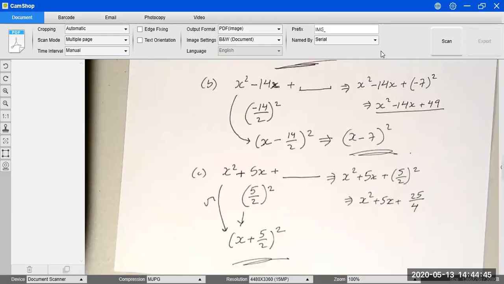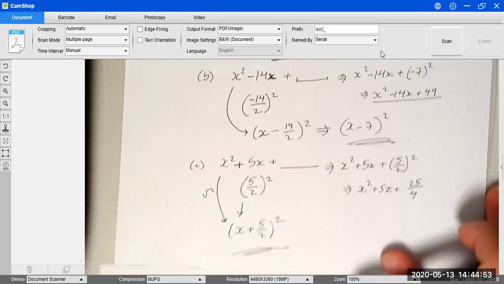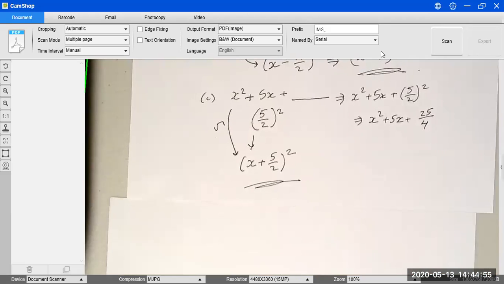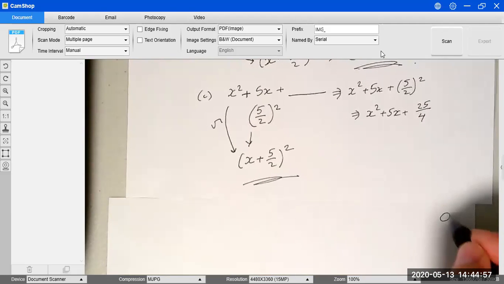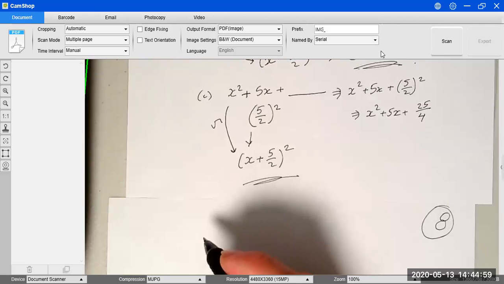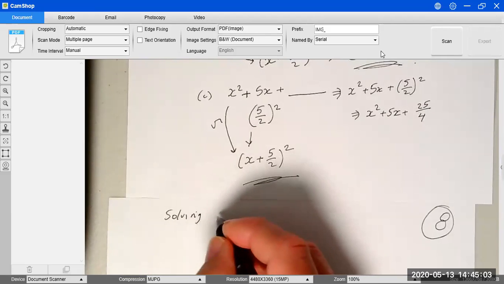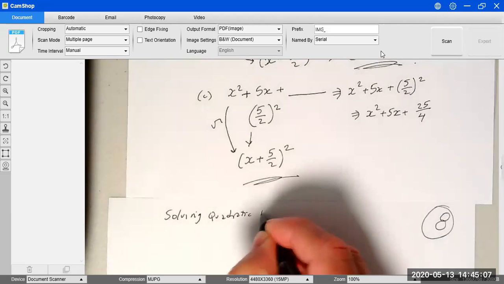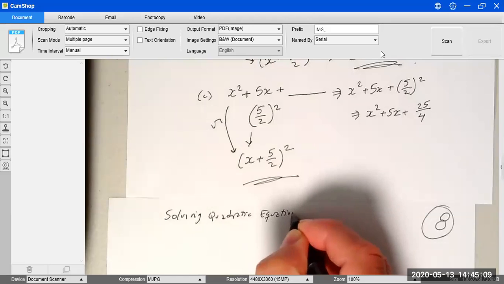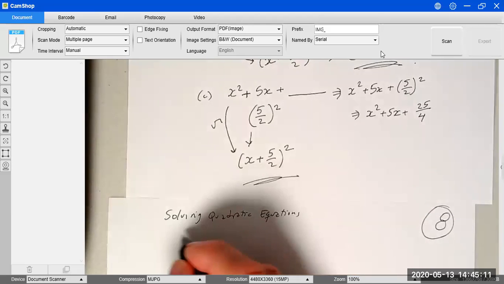So let's now use that procedure of completing the square to solve quadratic equations. That's the purpose of completing the square, that we're going to have a way to get the solution. So now we're going to solve quadratic equations by completing the square.